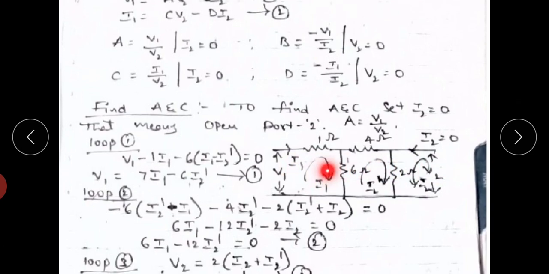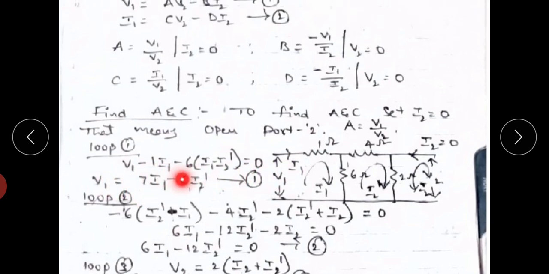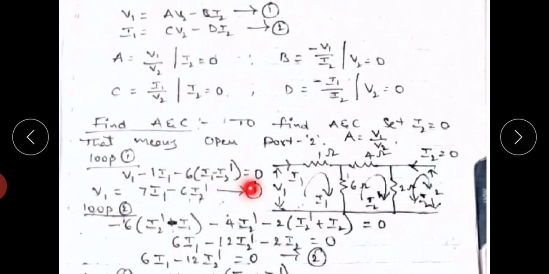So by opening the second port, the circuit becomes like this. Here V1, I1 are the same port 1 voltage and port 1 current, and V2, I2 are the second port voltage and current. Here the second port is open, so I2 becomes 0. Next, write loop equations. Here the number of loops equals 3: first loop current I1, second loop current I2 dash, third loop current I2. So loop 1 equation: V1 minus 1 into I1 minus 6 into (I1 minus I2 dash) equals 0. So V1 equals 7 into I1 minus 6 into I2 dash, equation number 1.